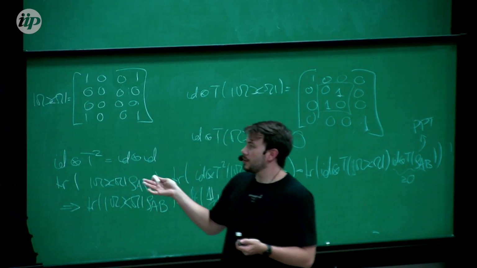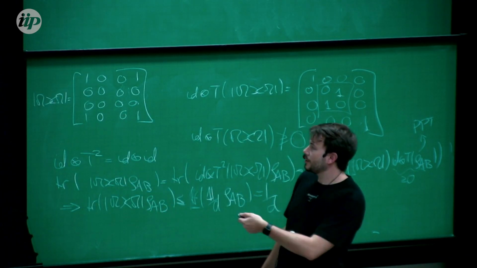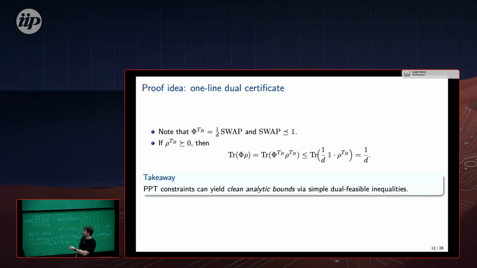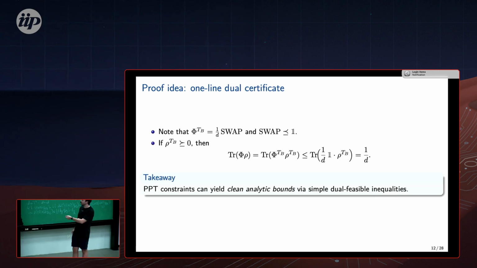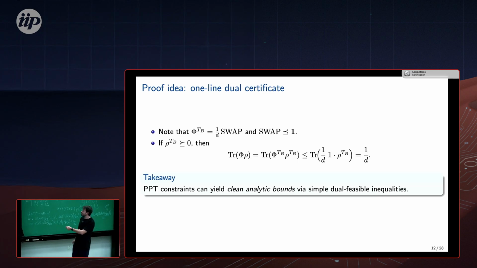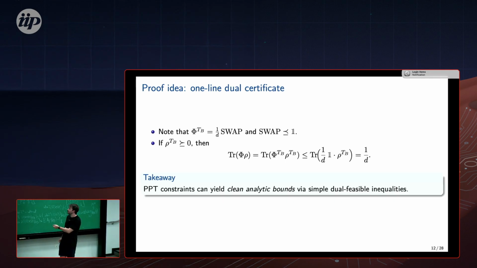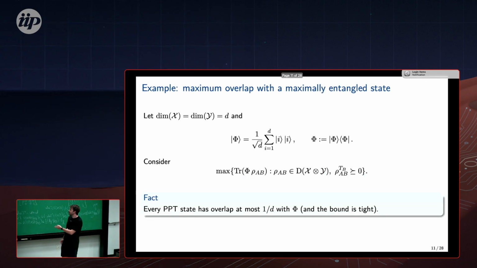What does this calculation show? That we can derive this nice upper bound on the overlap between any state that is PPT and the maximally entangled state by some very simple matrix manipulations, right? Whereas if we were actually optimizing over the set of all separable states or something like this, this might actually be a harder problem.